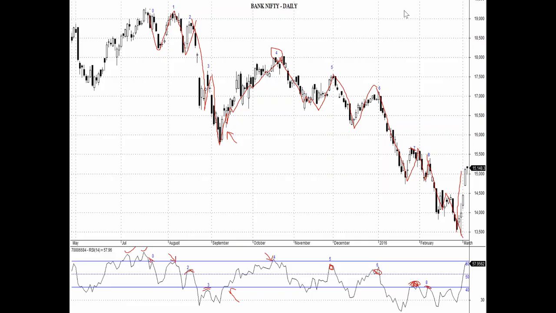So just imagine an entry at 19,000, one lot, 40 units, and an exit at 14,500. This will be your stop loss, swing highs. 5,000 points in Bank Nifty.